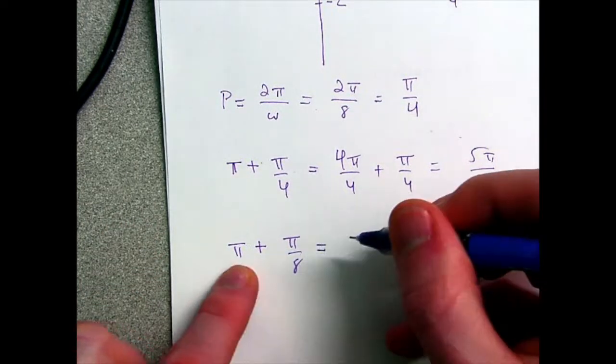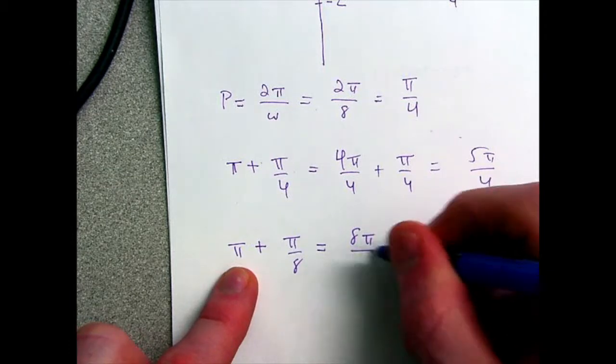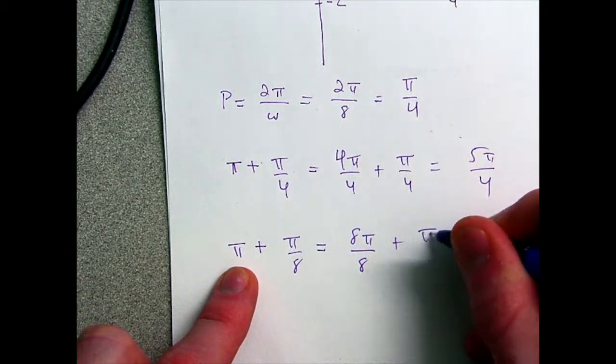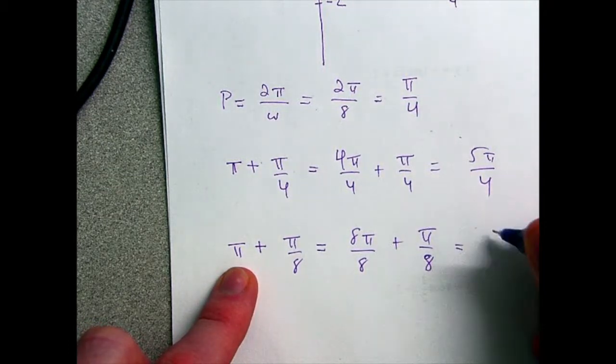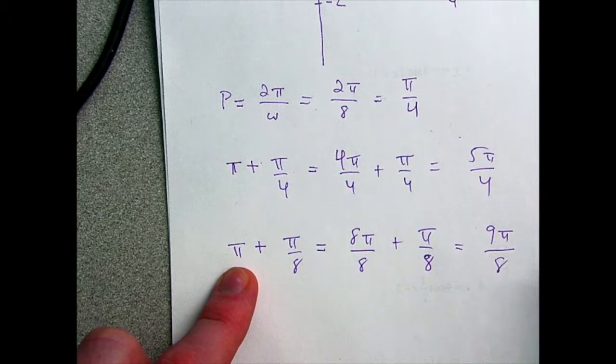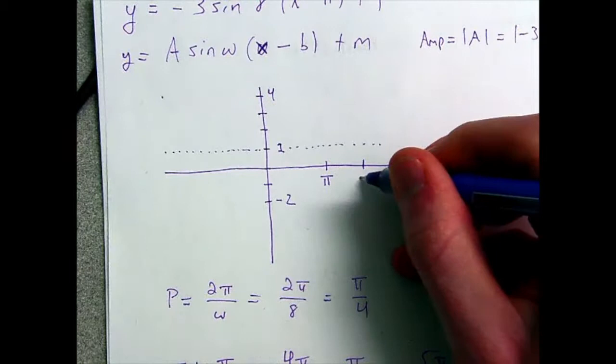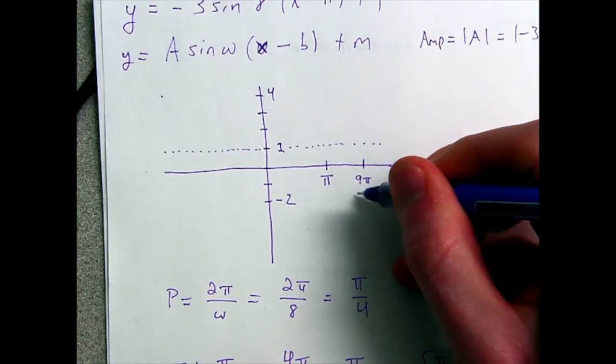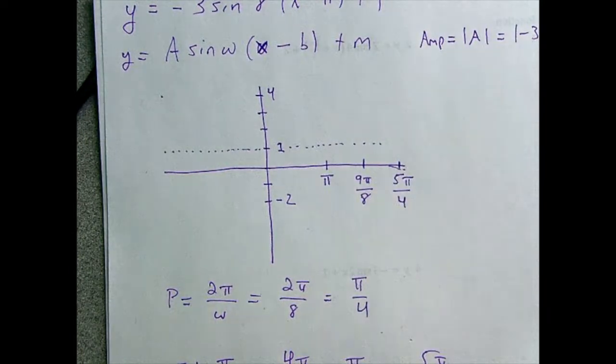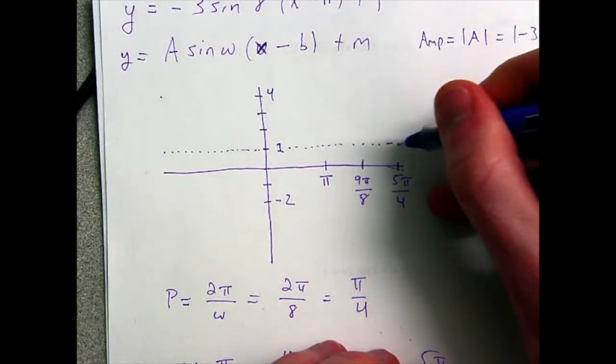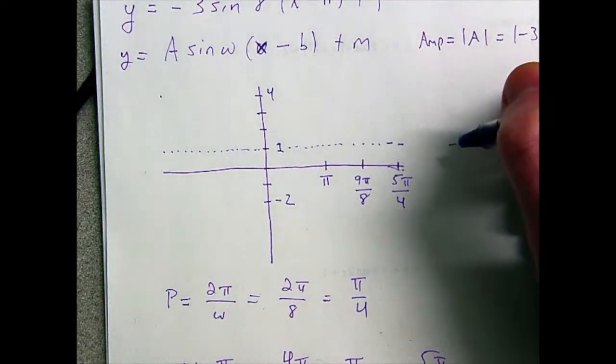So to combine these, I need common denominators again. This is like 8 pi over 8 plus pi over 8, which is going to give me 9 pi over 8. So that's the middle of my cycle. So I'll go ahead and add that to my graph, 9 pi over 8. All right, so with all of these things in mind, we're kind of ready to draw the graph.